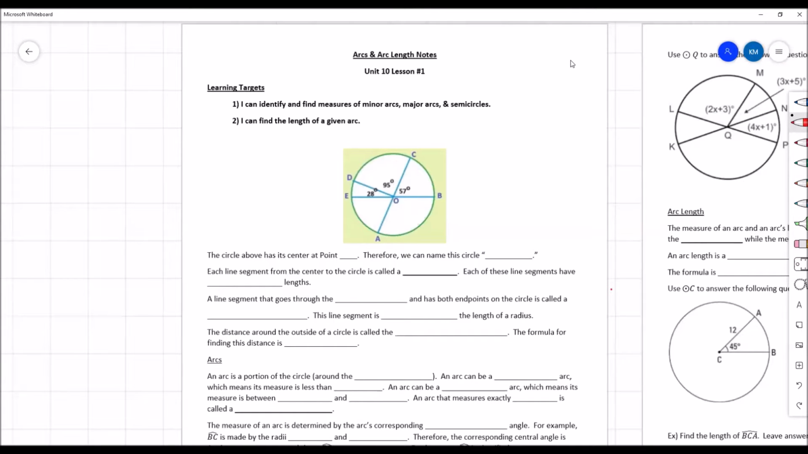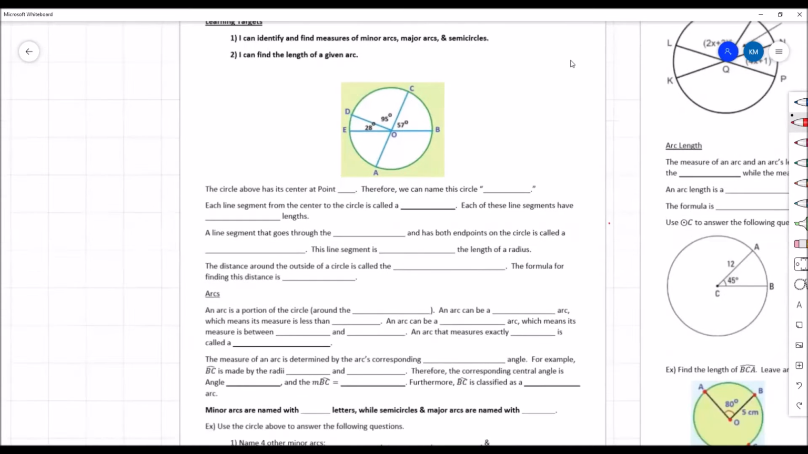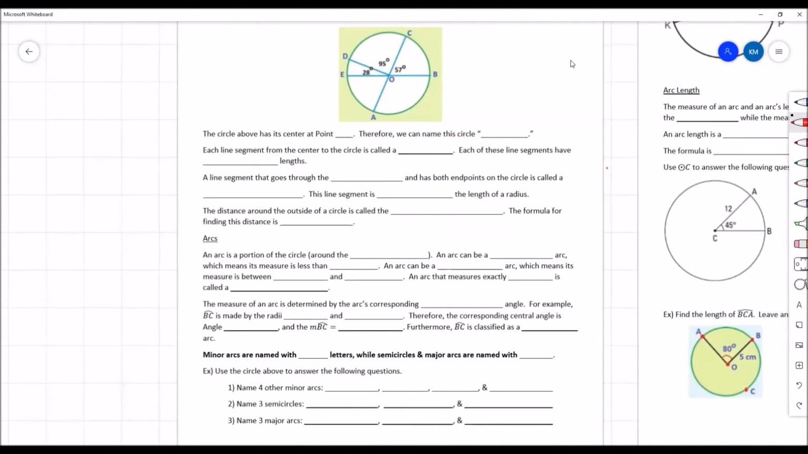Today we're looking at arcs and arc length notes. At the end of this video, you should be able to identify and find measures of minor arcs, major arcs, and semicircles. And you should be able to find the length of a given arc. The circle above has its center at point O. Therefore, we call this circle circle O.